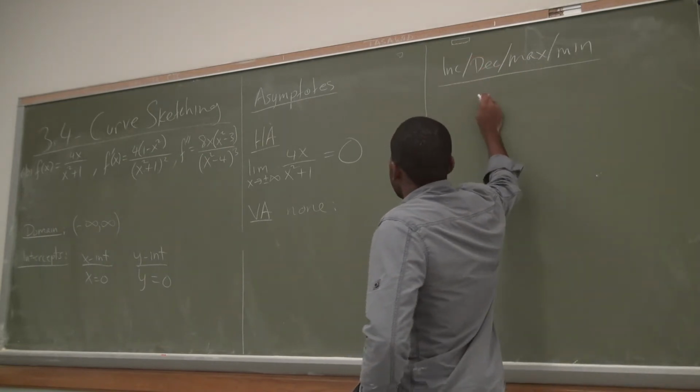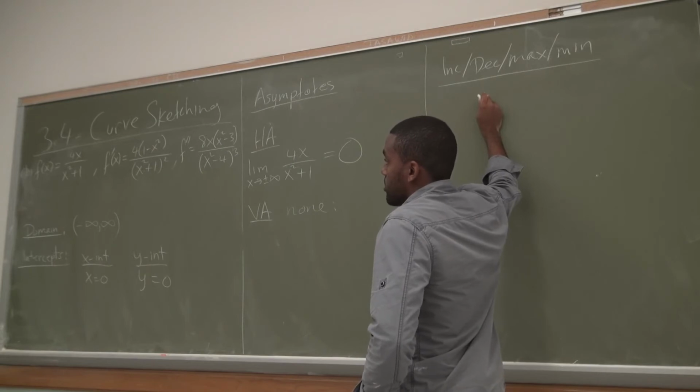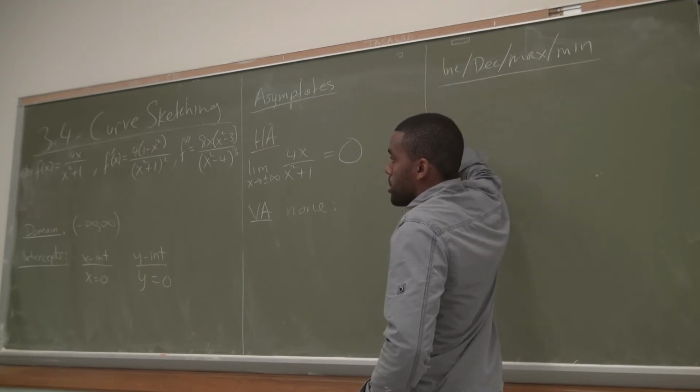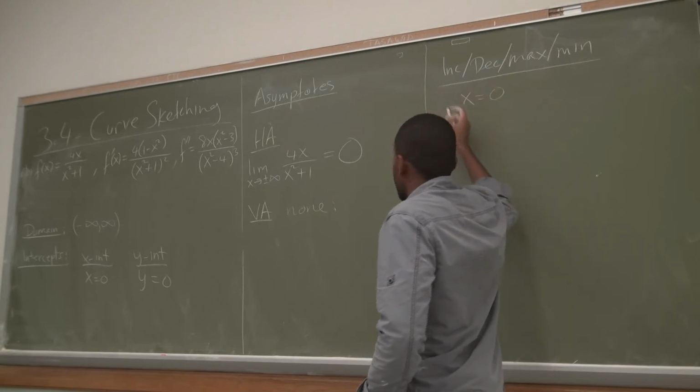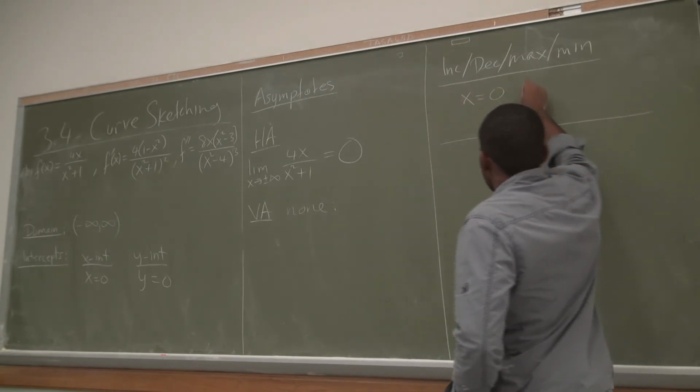What are the points I have to test to check increasing or decreasing? You said the top and bottom equal to 0, right? The top is equal to 0 at x equals 0. The bottom is never 0. So that's the only point you have to test. That's the only critical point.